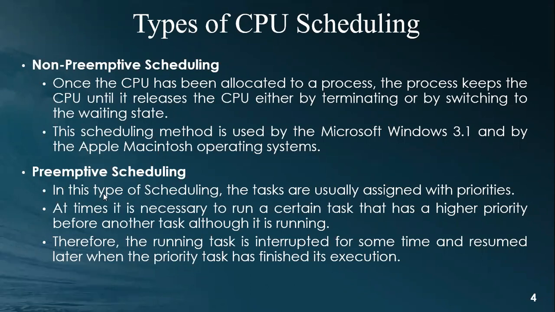Preemptive is the modern one. In this type of scheduling, the tasks are usually assigned priorities. So if it is necessary to run a task with a higher priority before another task, we use this type of scheduling. One example that we already studied is the interrupt. Even though there is a process going on, there might be a higher priority process. I don't know if you remember, there were different ways to handle multiple interrupts. One was priority based: if one interrupt is going on and another interrupt comes, in that case we use this method.